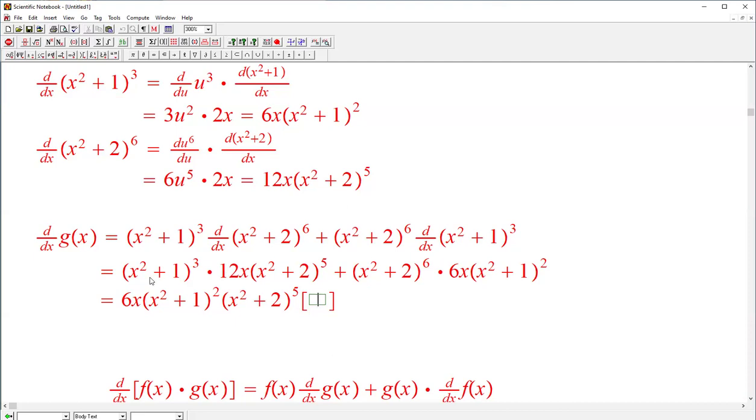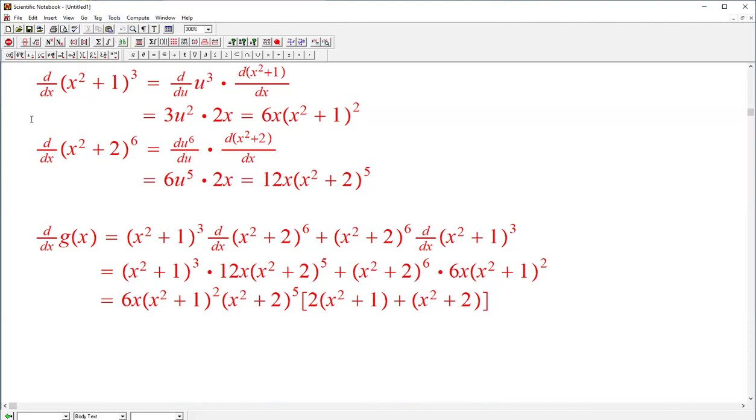So on the first term, 6x is out. So we have 2 left. (X squared plus 2) to the power 5. And we have one more (x squared plus 1) to the power 1. And the other term, 6x was out. (X squared plus 1) squared is out. (X squared plus 2) to the power 6. So we're just going to have x squared plus 2, just one of it.